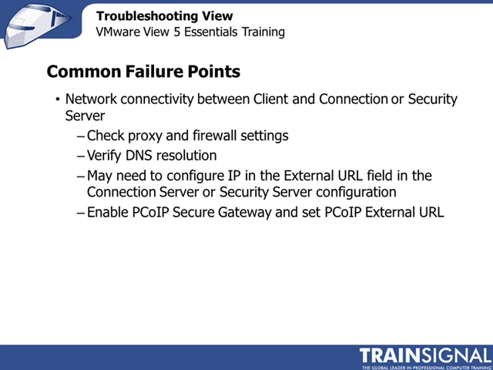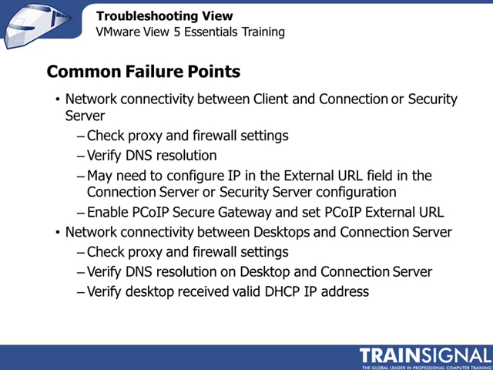When you run into network connectivity issues between the desktop and the connection server, you'll usually see issues within View Administrator where the status for the desktop can't be updated. This often shows up as an agent unavailable status for the desktop. Again, you'll want to check your proxy and firewall settings and DNS resolution between the desktop and the connection server.